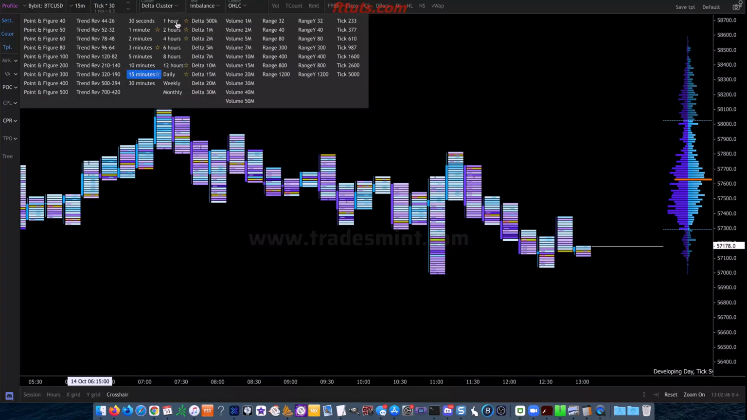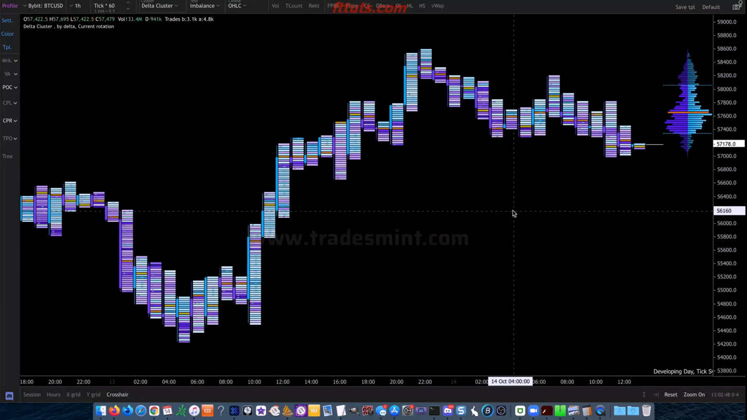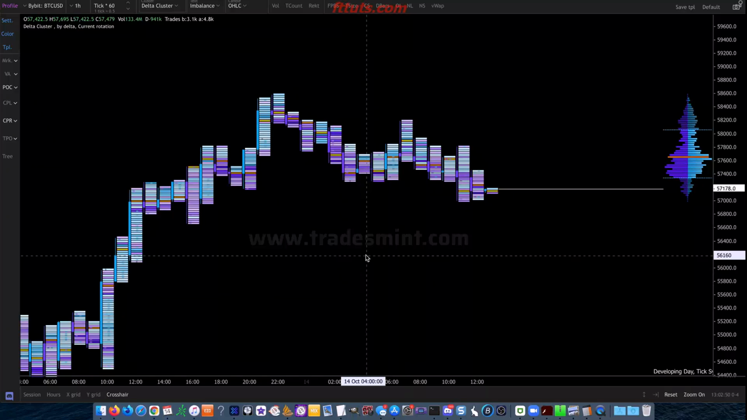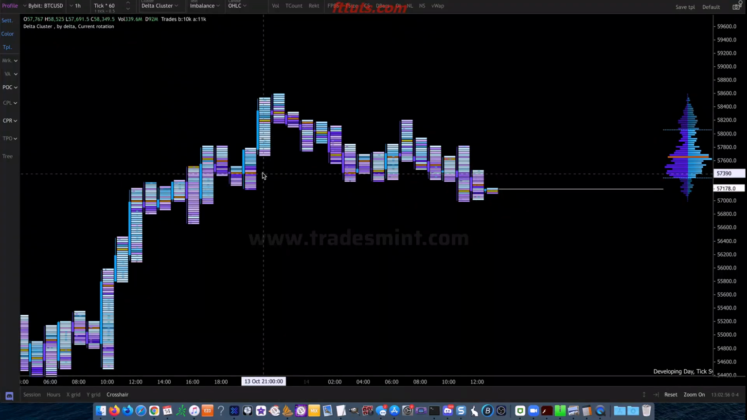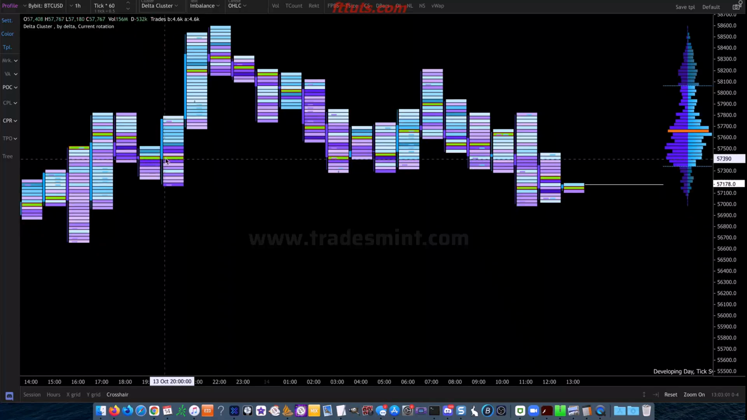So if we go to a higher time frame, for example, the 1 hour time frame, actually sometimes it's easier to see on a half-hour chart, but for example, we can see right here that we have a point of control 2 in a row, a very high volume node on the 1 hour time frame.